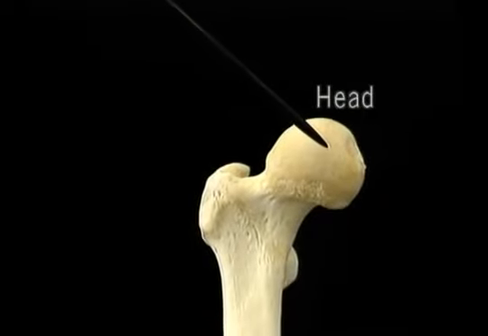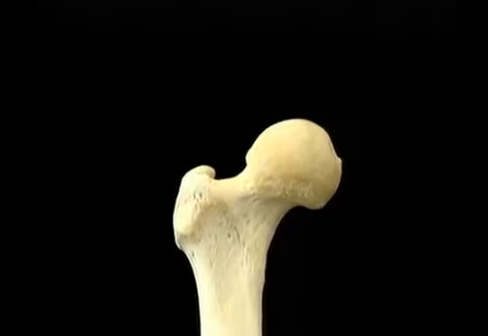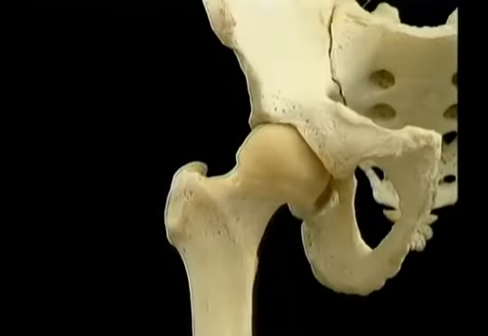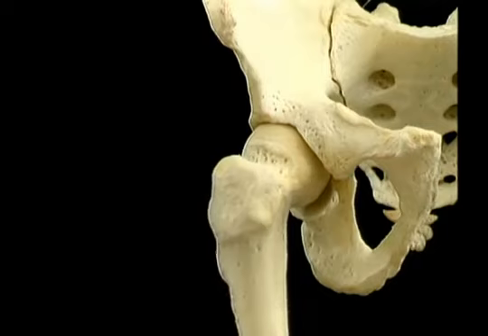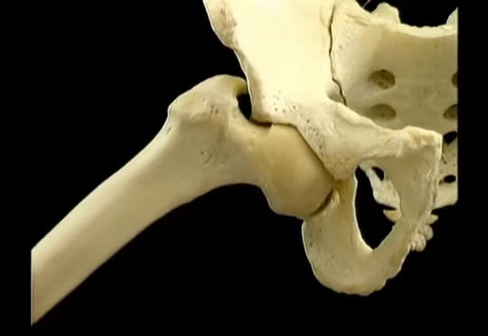This is the head of the femur. This is the neck. Since the head is wide and the neck is narrow, the head of the femur can go a long way in this axis and in this axis before bone hits bone.